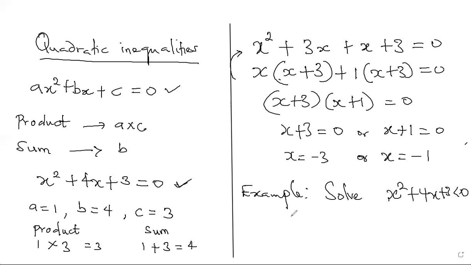So it means I will have (x plus 3)(x plus 1) less than 0, because the factorization of this gave me this. Then go to the next slide. (x plus 3)(x plus 1) less than 0. So this is what I want to solve.